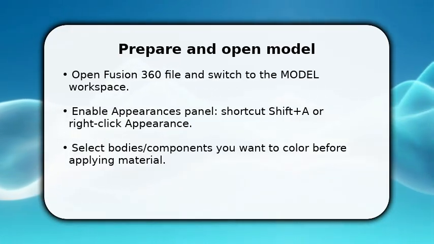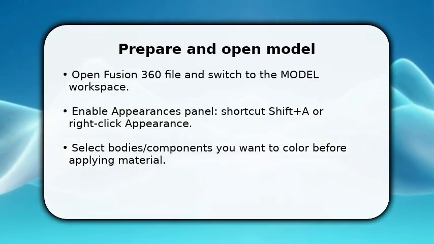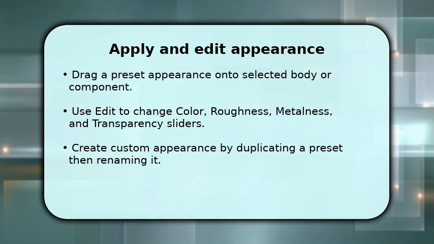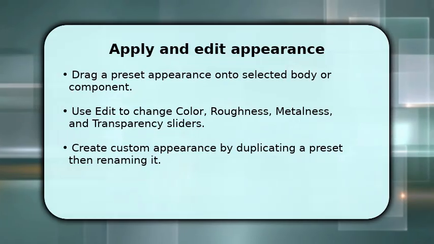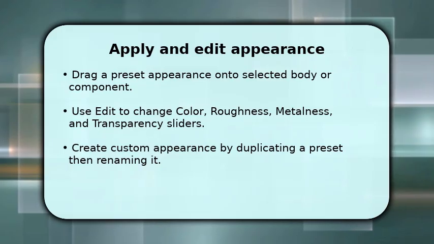You'll also want to decide whether you need a physical material or just an appearance. Choose Appearance for visual color changes and Physical material. Once selected, drag a preset appearance from the library onto your part to apply color immediately. Then click Edit to open the Appearance Editor.